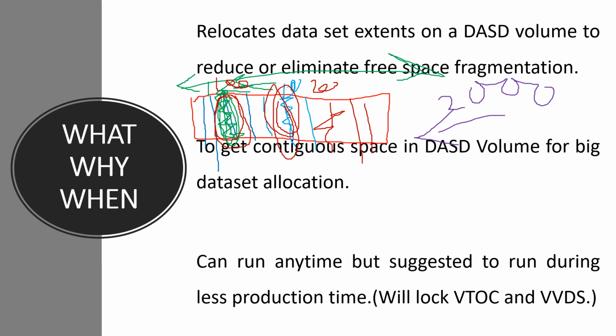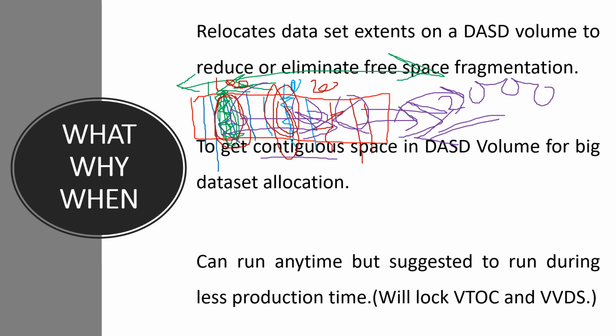Technically, you will have 2000 tracks of space in it, but it is not contiguous, which means it is not continuous space. The data set will not be arranged in one place here, here, here. It needs a continuous space in that volume. Otherwise, it will go to a new volume. So it's a waste of space.